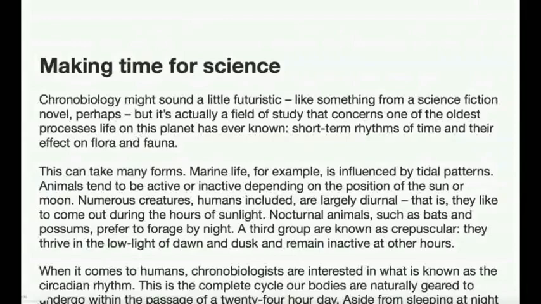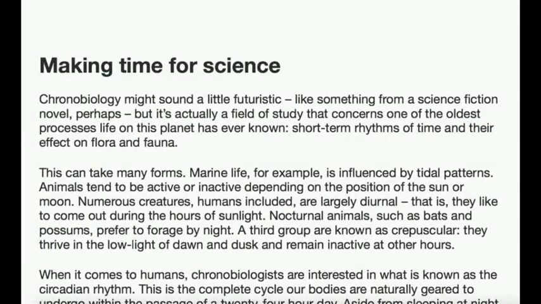IELTS reading, true, false, not given questions. These are some of the questions that students do find the most difficult when they actually take the test. Now this reading is actually taken from the British Council website. It's a practice reading test from there. So if you do want to do the reading before we go through this lesson, then there's a link underneath the video so you can take a look at that.